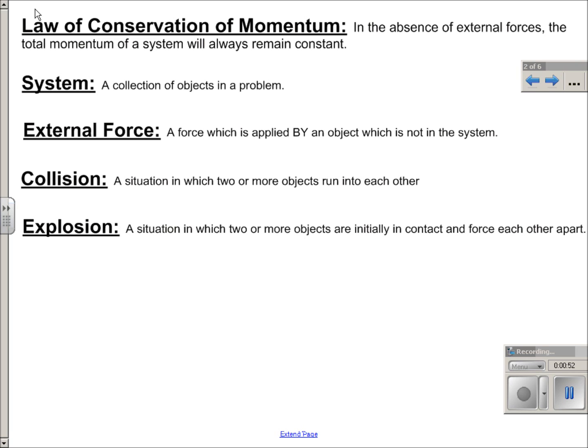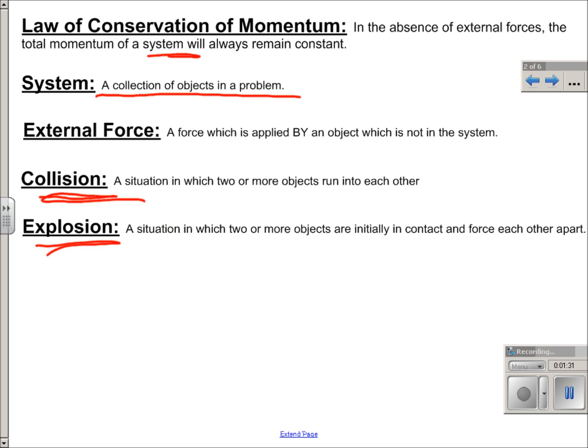Okay, so for that to make sense, I got to define a couple other things. First of all, system. What do we mean when we say system? The system, in this case, is going to represent just a collection of objects, all right? Usually when you talk about conservation of momentum, you'll have either two objects that are colliding, where two objects that are originally separated run into each other, or you'll have them exploding, which means they're originally next to each other and then pushing apart, okay? So regardless, the system is the objects that are interacting. It's the objects that are either pushing apart or running into each other, okay?